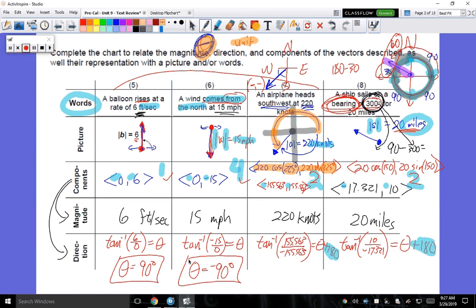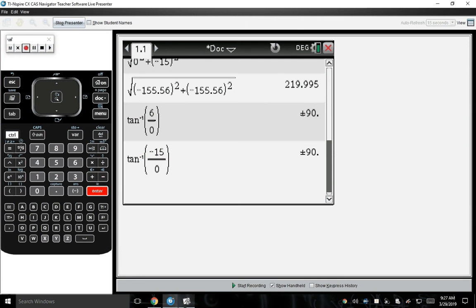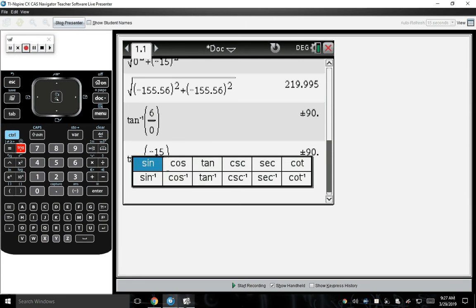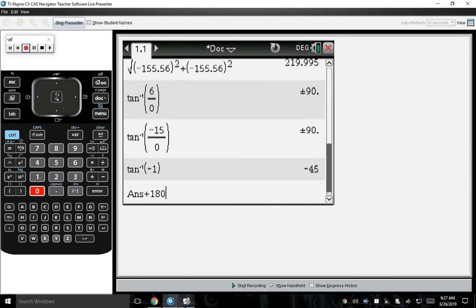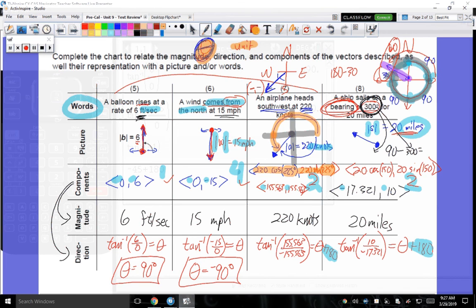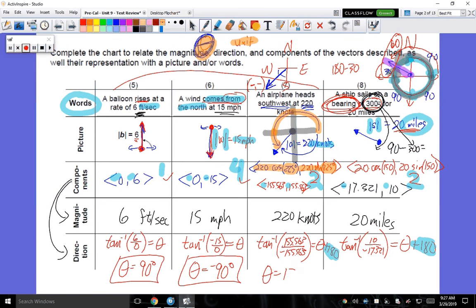Okay. So now we're going to do the arctangent of 1, and we're going to add 180 to whatever it gives us. Okay, so there's that angle. And we're going to add 180 to get 135. Again, we did that because it was in quadrants 2 or 3. Okay, this negative x positive y showed that it would be in quadrant 2.